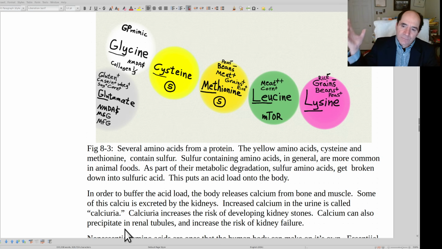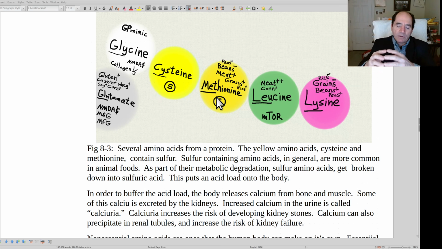And also it'll lead to some demineralization, taking calcium out of the bones when you eat a lot of animal protein. Animal protein has a lot more sulfur groups, cysteine and methionine, sulfur-containing amino acids. Part of the degradation of those amino acids is that some of it gets made into sulfuric acid, and it creates a low-grade metabolic acidosis. Part of the buffering system involves the excretion of calcium with the hydrogen in the kidneys, causing calciuria. And you can get calcium precipitating in the kidney tubules and increasing the risk of kidney failure over time.